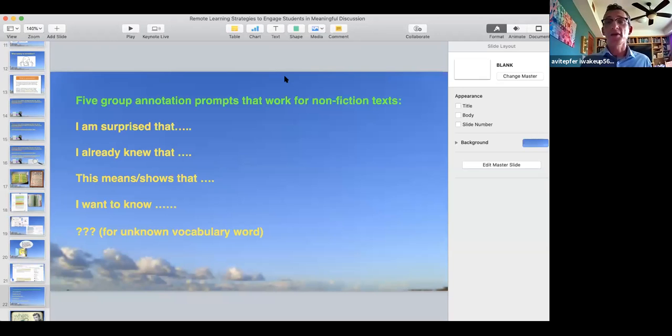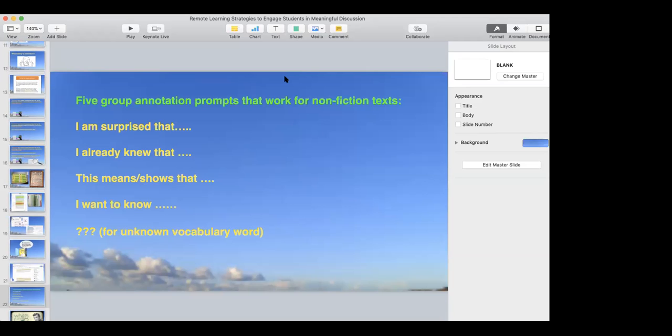So if we could have somebody, we'll start from the other side this time, okay? We'll start with group 4. Group 4, if someone can just tell us what the topic of their article was, and then maybe use one of these annotation prompts to give us 1 or 2 comments. Okay, can I have a volunteer from group 4? Hi. Yeah.